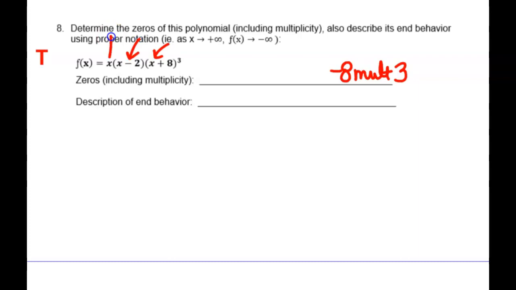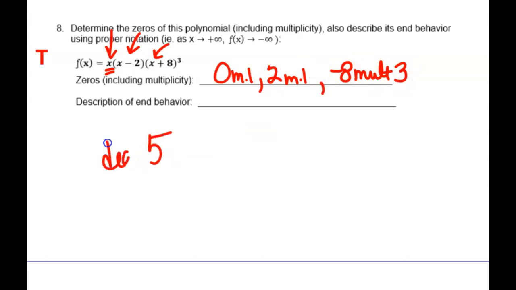What are the zeros here and here? Well, the only thing that would make that a 0 is 0. And positive 2 would make that one a 0. And those are both multiplicity 1. You don't have to write a multiplicity 1. Okay? But if you total the multiplicity, it will tell you the degrees. So 1, 1, and 3 is 5 total multiplicity. That means it's a degree 5.